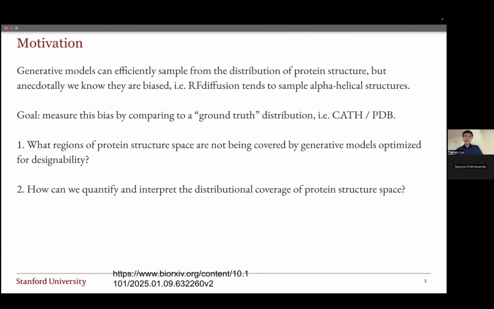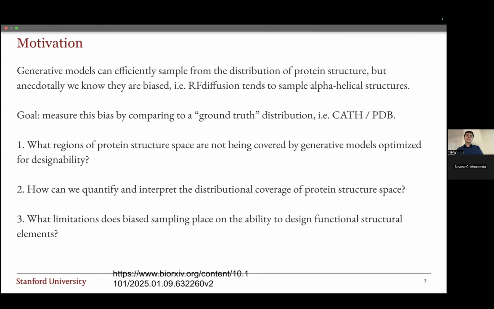How can we quantify and interpret the distributional coverage of protein structure space? Where in this space is there undersampling and where is there oversampling? What limitations does this biased sampling behavior actually place when you give these models to the hands of a protein designer? Ultimately, the goal of design is the ability to impart bespoke functional elements into your structure. So what implications does it have for functional protein design?